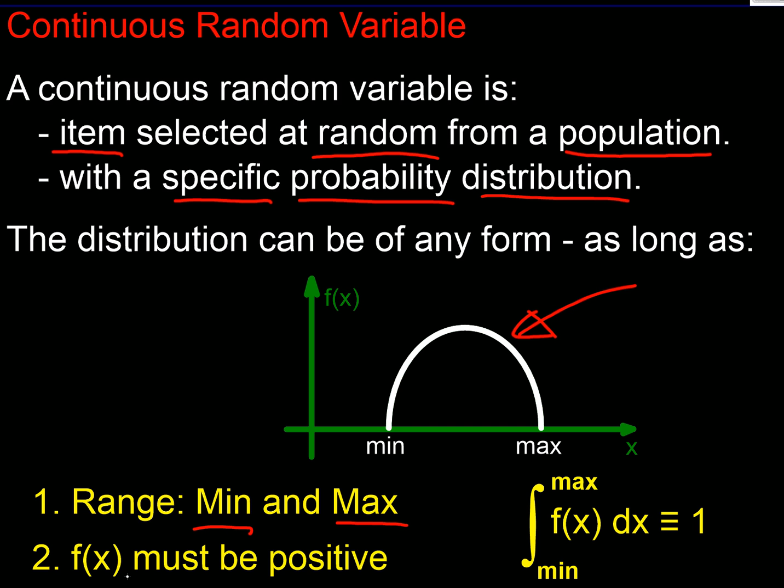It's got a PDF. Here I've written it as f of x. It's a PDF, and of course PDFs must be positive. We can't have negative probabilities. We couldn't have a curve that goes down below the line because that would be a negative probability. And finally, the area under the curve here, which is the total probability, must equal 1.